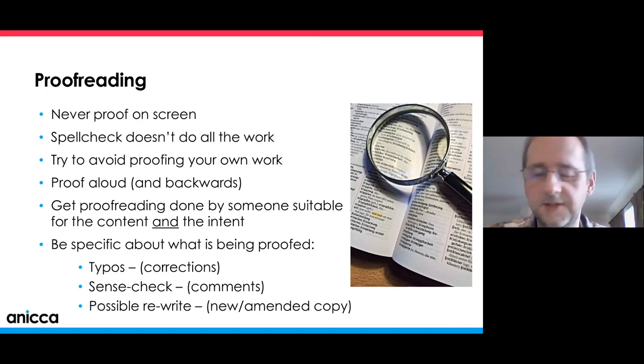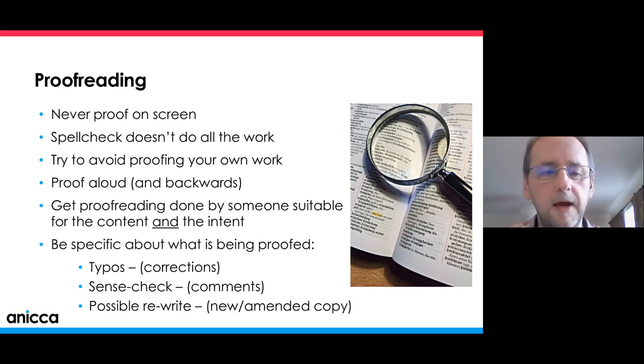Right. I see the time slipping, so we'll speed up a little. Proofreading. Short and simple tips. Never ever proof on screen. Your mind works differently. Print it out, spend the money on the paper and the ink, and it will pay you back. A spell check does not do all the work for you. It will do some, but many times I've almost fallen foul of, for example, form and from, which it will not always pick up.